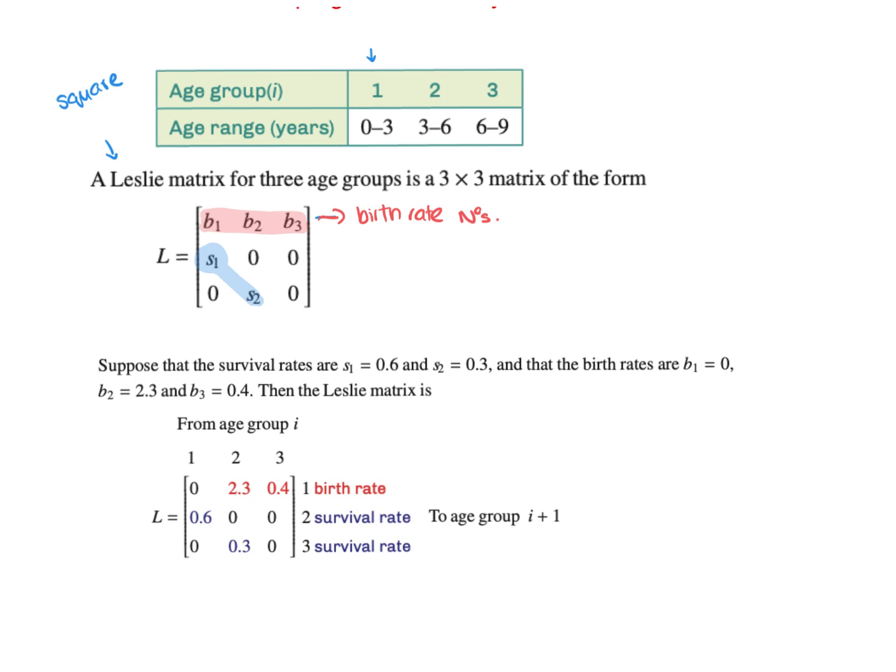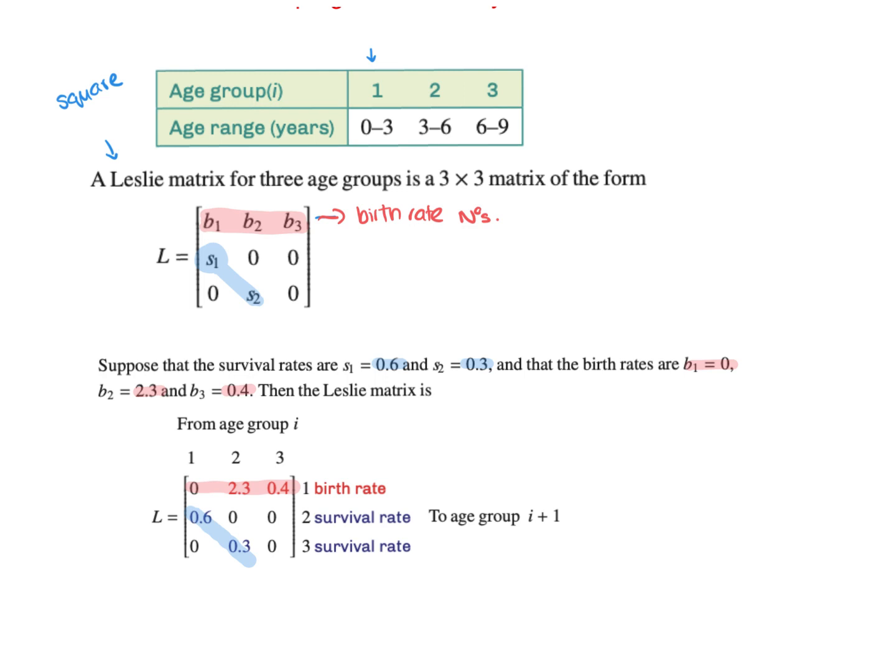So here's a little example to help show you. They said, suppose the survival rates are 0.6 and 0.3, and the birth rates are 0, 2.3, and 0.4. Can you see here, they've recorded those birth rates across there, and they've put the survival rates down there. What have they put in all the other spots? 0. That's what you do: you put zeros everywhere else. The only place we're going to see data in a Leslie matrix is in those positions. Does that make sense?